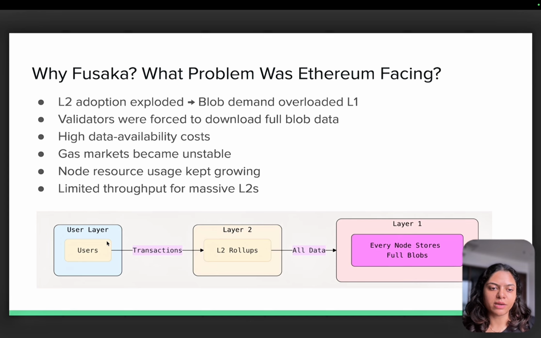So here's one diagram. We can see that first is the user layer, with user transactions handled by the L2 (layer 2) rollups, and all the data for the successful transactions, with proving and security, goes to L1 (layer 1), but every node stores full blobs. So they can't process transactions at speed. L2 gives the speed, but because of the L1 limitations, L2 also isn't performing better. So Fusaka is needed, and that is why we introduce Fusaka.